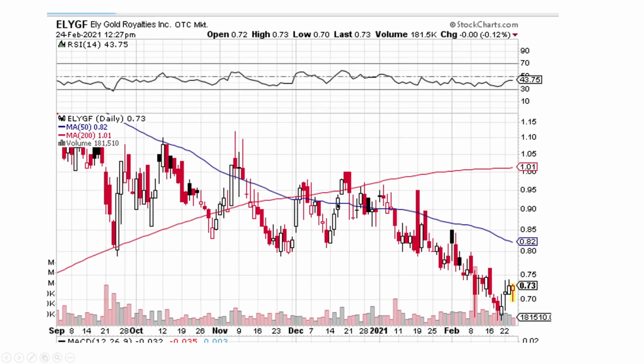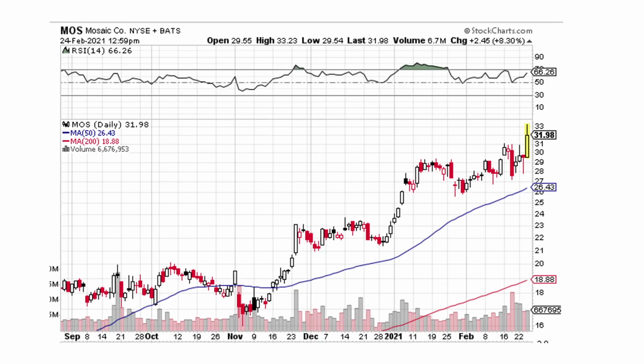Ely Gold, it's struggling right now. I want to see this turn around. I want to see gold firm up. Right now, I'm not doing anything with it. I'm just watching it. It's on my radar.